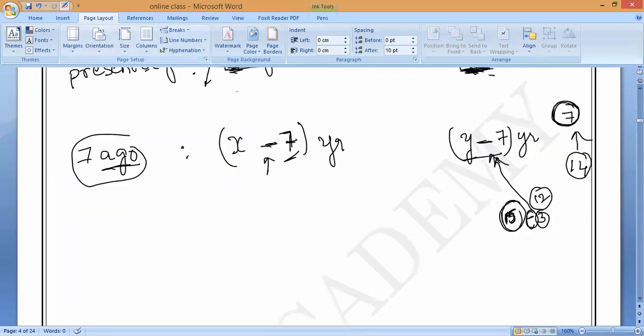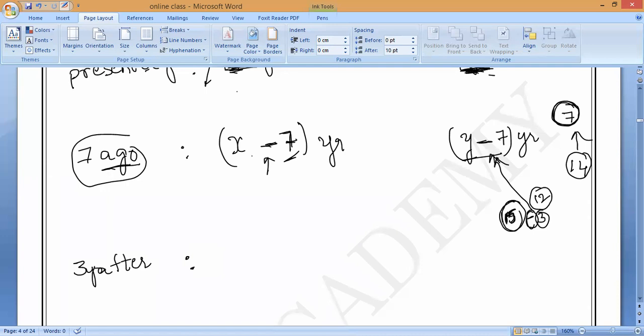Ma'am, the next statement is: three years from now. 3 years from now means what? 3 years after, correct? After 3 years, I shall be 3 times as old as you. My father told this to his daughter.